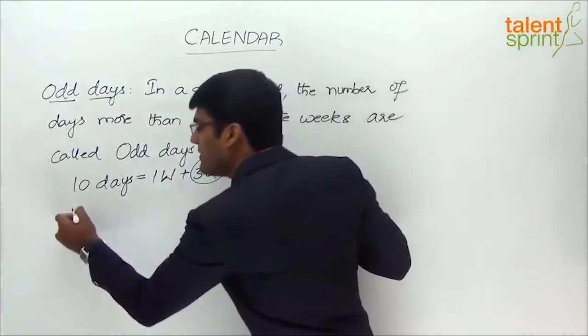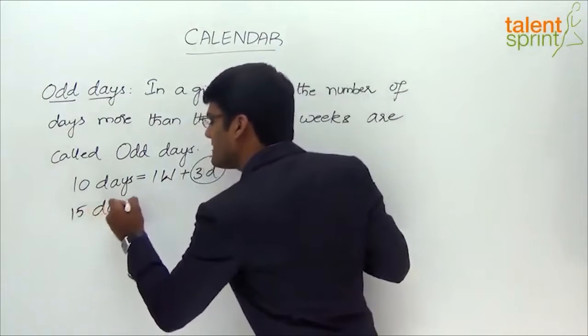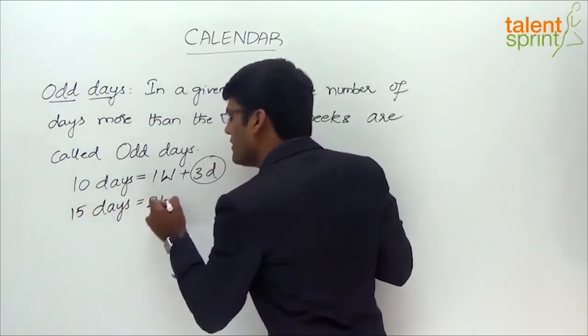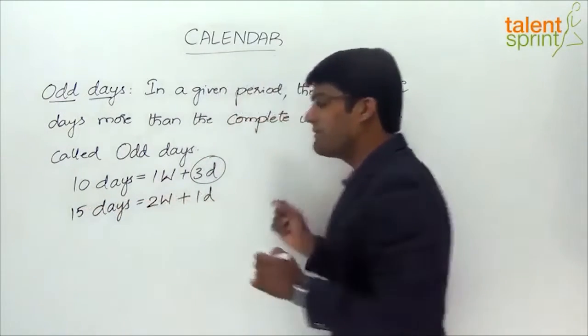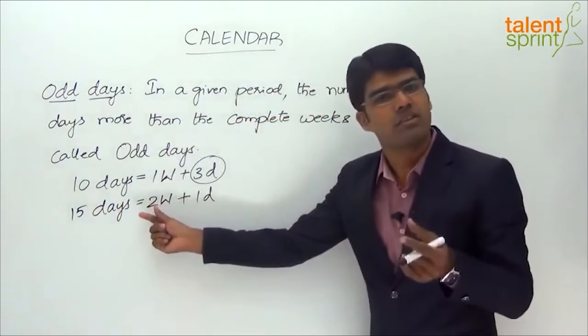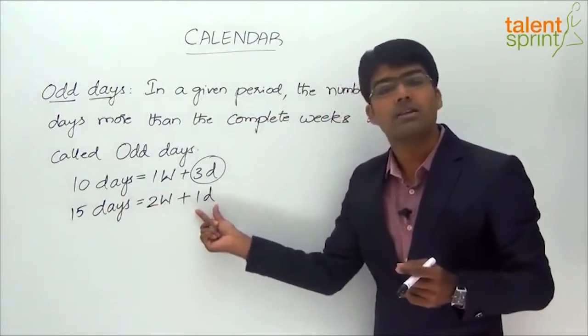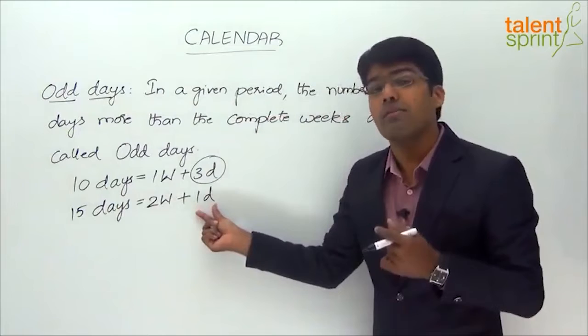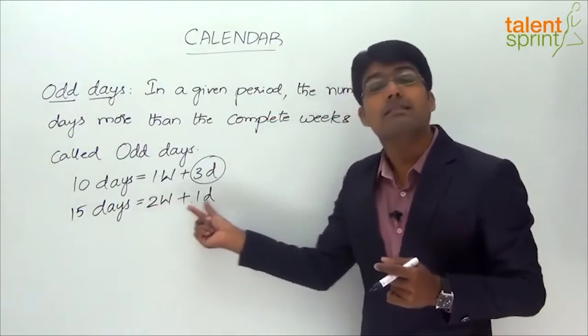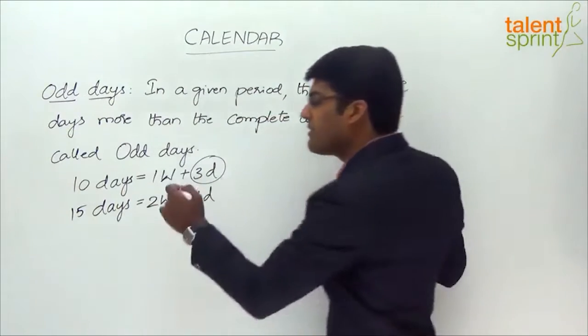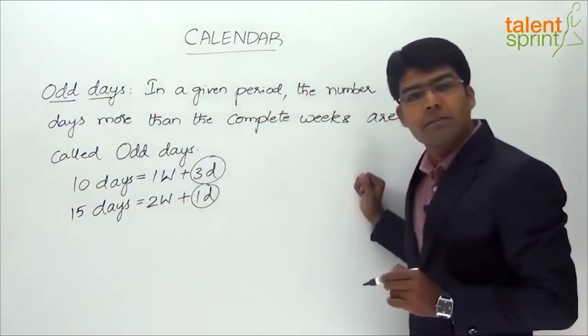If you say a period of 15 days, it can be split as 2 weeks plus 1 day, right? 15 days equals 2 complete weeks, which is 14 days, and 1 additional day. So this additional number of days after complete weeks is referred to as odd number of days. So in a period of 15 days, we have 1 odd day.